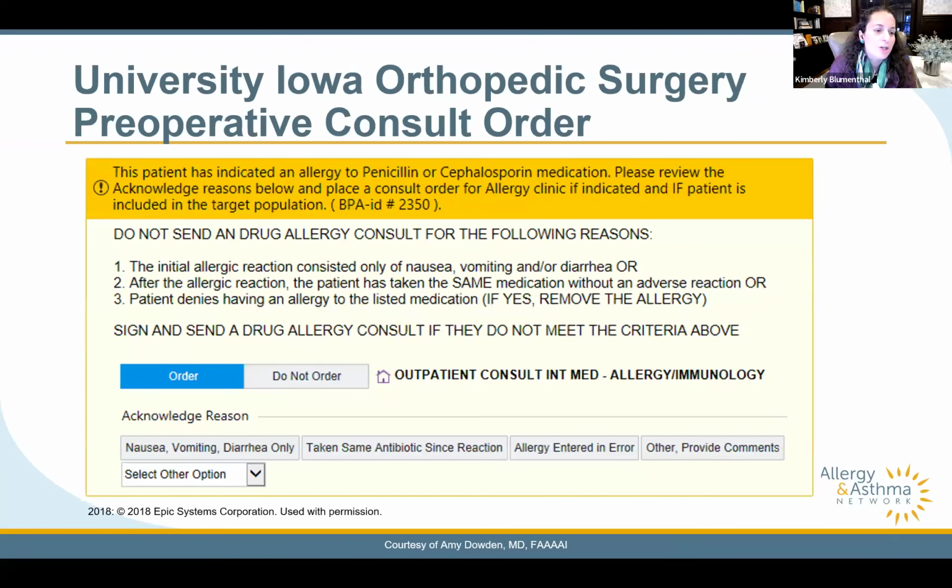Okay, I want to show you this best practice alert, which is another way to encourage referrals of penicillin allergy patients before surgery. This is one that was used by University of Iowa before orthopedic surgery.